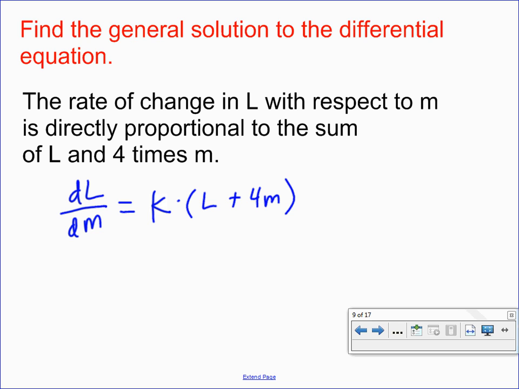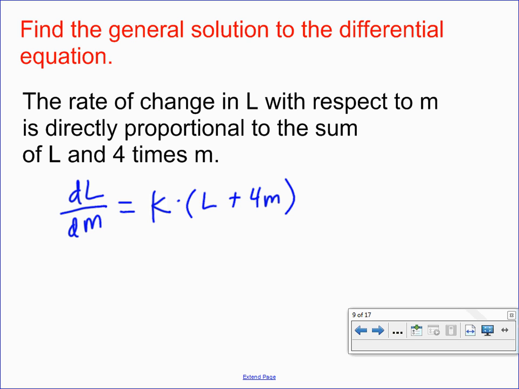So we've done our translating, and we saw that earlier in Bellwork. Our job is to get the dependent variable on one side of the equal sign and the independent variable on the other side, and we can't have them mixed. In this case, L is the dependent variable, M is the independent variable. We can't have L's and M's on the same side. So can we do that through multiplication or division? Well, we could divide over that quantity as we did last example and get L plus 4M on the bottom of my fraction on the left-hand side and multiply my dM over.